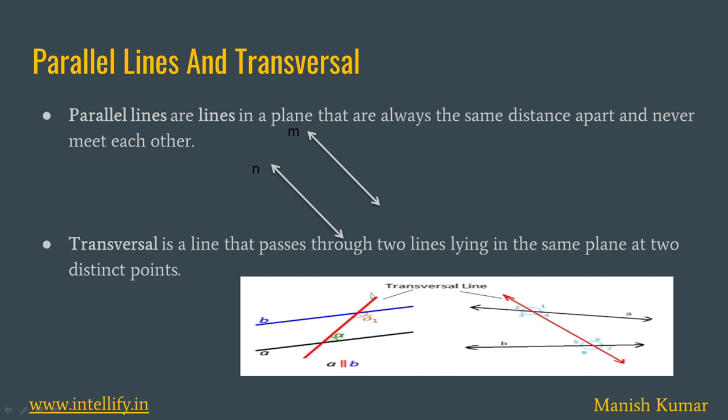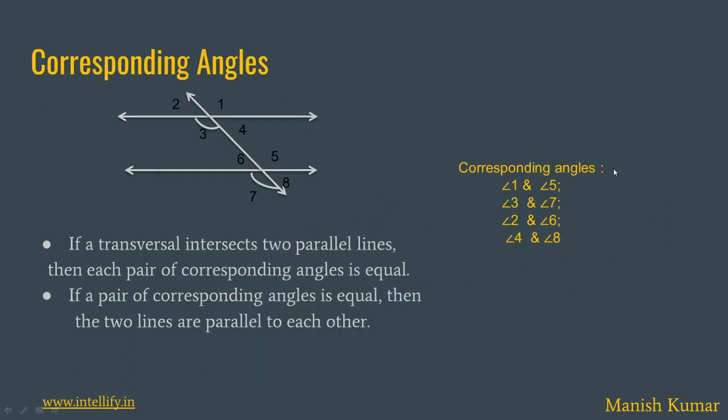In this figure, these red lines are transversal lines because these red lines are intersecting the lines at two distinct points. Now the next one, that's a corresponding angle.